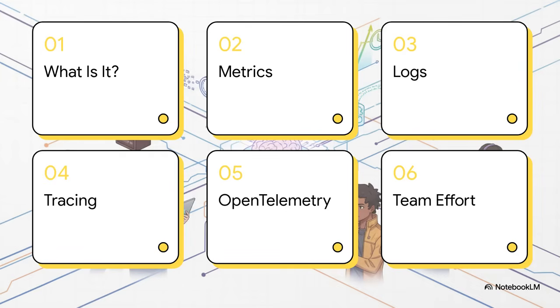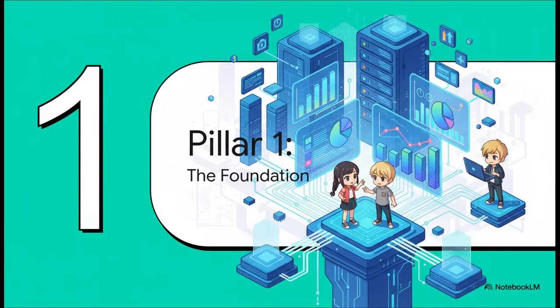So, here's our game plan for today. We're going to break down observability into its three core pillars: metrics, logs, and tracing. Then we'll look at how a standard called OpenTelemetry ties them all together. And finally, we'll talk about how this all works in the real world, because it's a huge team effort. Let's get into it. First step, let's talk about Pillar 1, metrics.